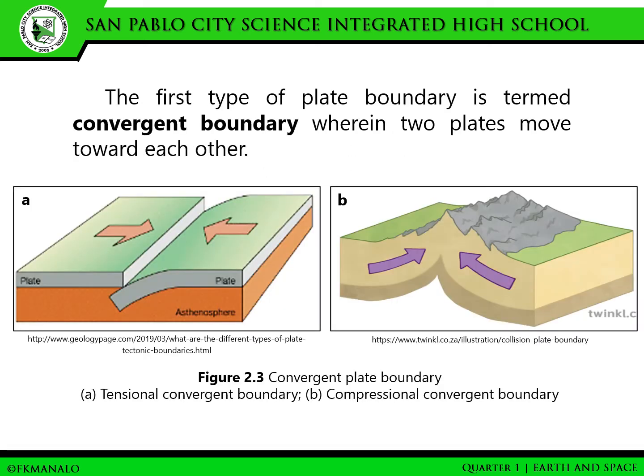The first type of plate boundary is termed convergent boundary, wherein two plates move toward each other. As seen in the picture, there are two ways in which a convergent plate boundary may happen: A. Tensional convergent boundary, and B. Compressional convergent boundary. What is the difference between these two types of convergent plate boundary?